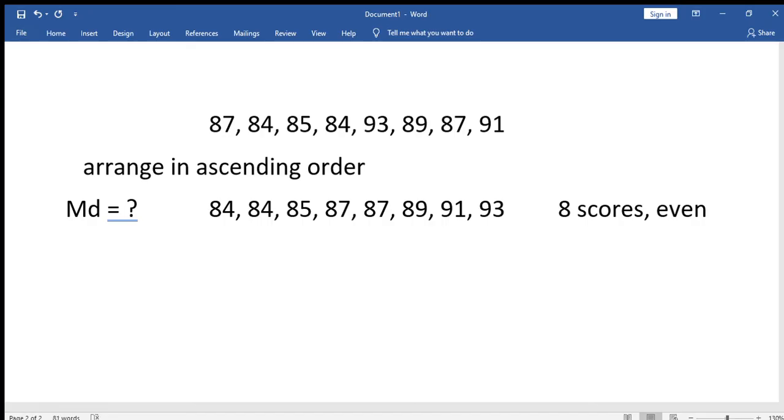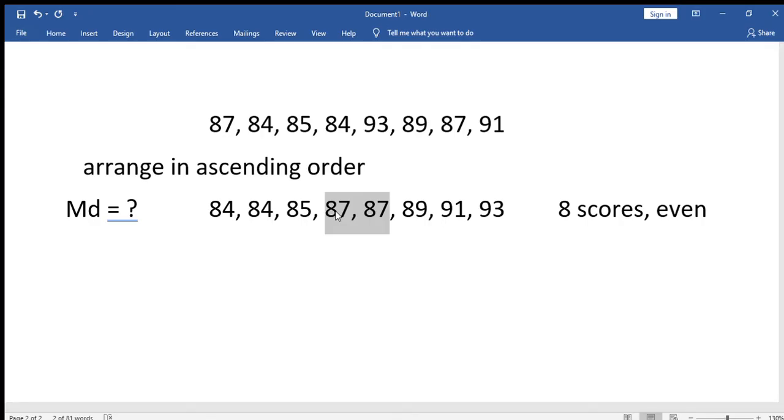It's an even number. Now, if it is an even number, you are going to look for the two middlemost scores after arranging them. In determining the median for ungrouped data, you look for your two middlemost scores, then just get the average of these scores. So here we have 87 and 87. These scores are your two middlemost scores.